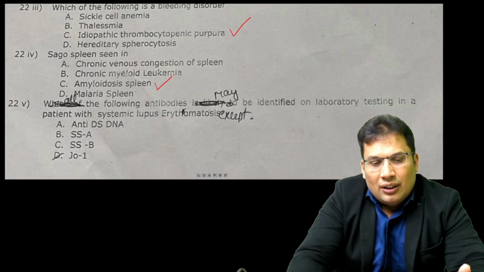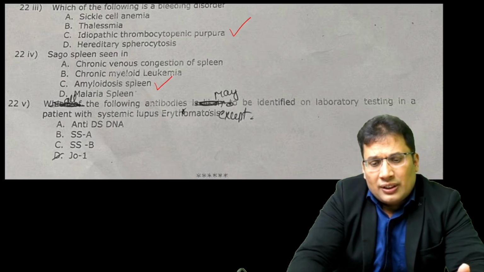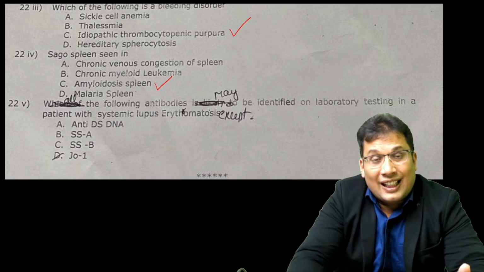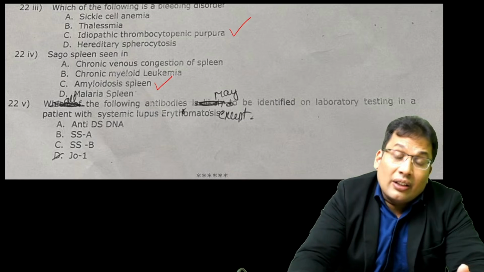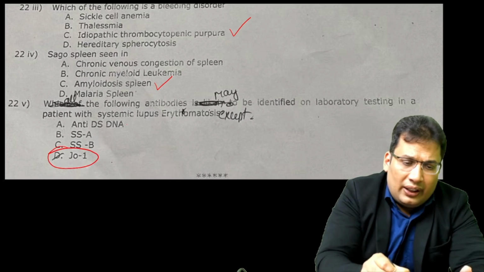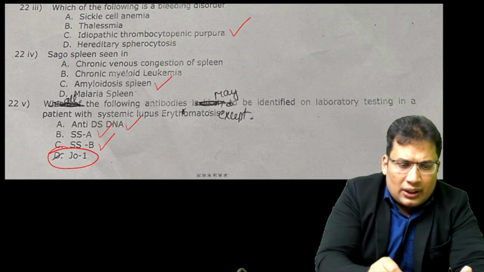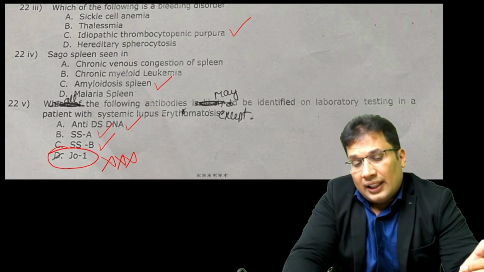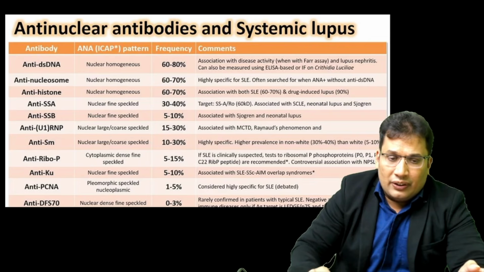We discussed that many times. Last question, a bit controversial. Which of the following antibodies may be identified on laboratory testing in a patient with systemic lupus erythematosus, except? If except is not there, then anti-double stranded DNA is the correct answer. If except is given, then I'll go with the Jo-1 antibody, because anti-double stranded DNA is seen, SSA is also seen, SSB is also seen. So Jo-1 is the correct answer. If except is not given, then anti-double stranded DNA is the more accurate answer than B and C.